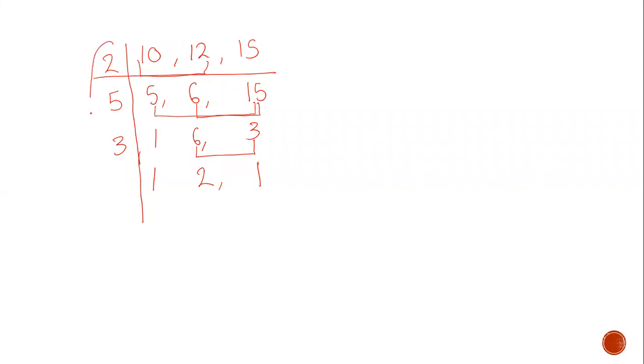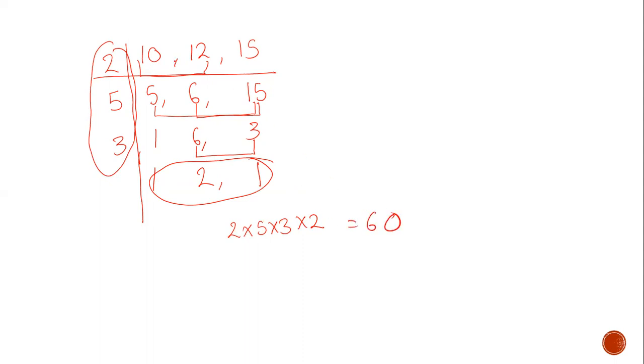So we're going to multiply what's here and what's left here. It's going to be 2 times 5 times 3. You can put the 1 if you want, but just ignore the 1. So 2 times 5 is 10. 10 times 3 is 30. 30 times 2 is 60. So the LCM of 10, 12, and 15 is 60.